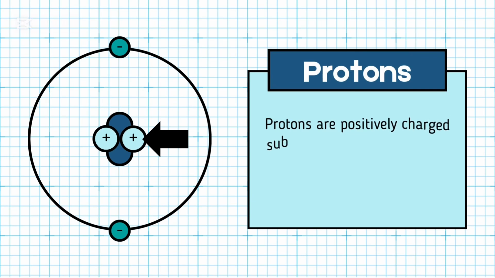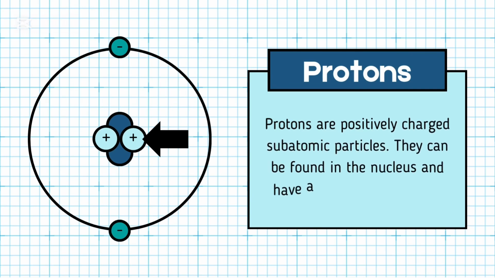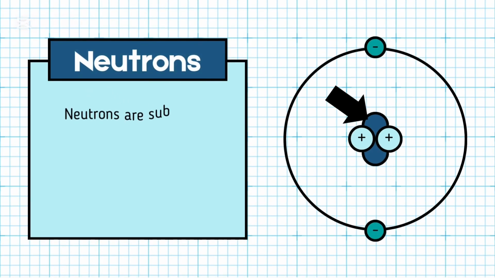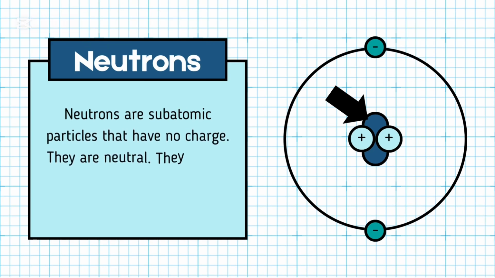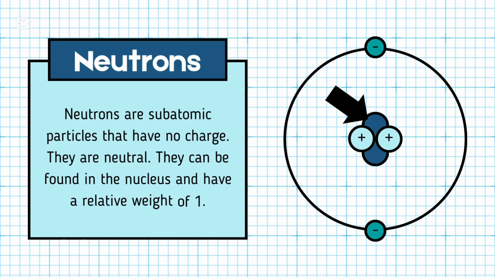Protons. Protons are positively charged subatomic particles. They can be found in the nucleus and have a relative weight of 1. Neutrons. Neutrons are subatomic particles that have no charge. They are neutral. They can be found in the nucleus and have a weight of 1.